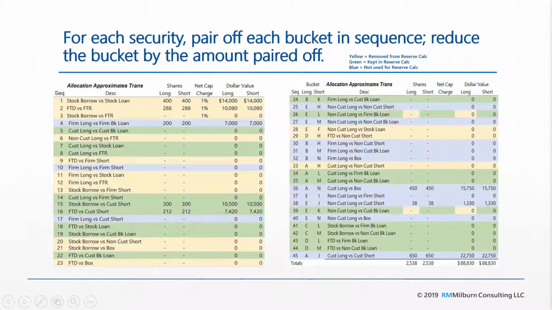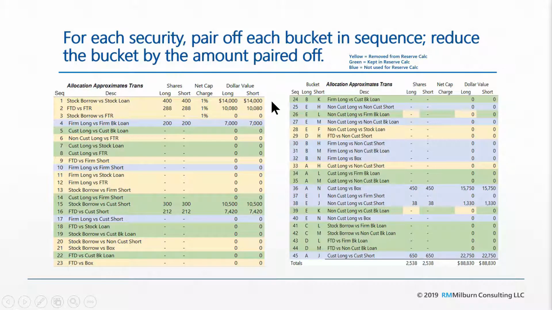We've added the numbers to the allocations. Let's take a look at the first one, stock borrow versus stock loan. You can see we have paired off 400 long shares versus 400 short shares. These amounts always have to equal whenever you're doing an allocation. We multiplied it by $35 a share. That was actually the amount that each of the contracts were written for. So now each of them are worth $14,000.